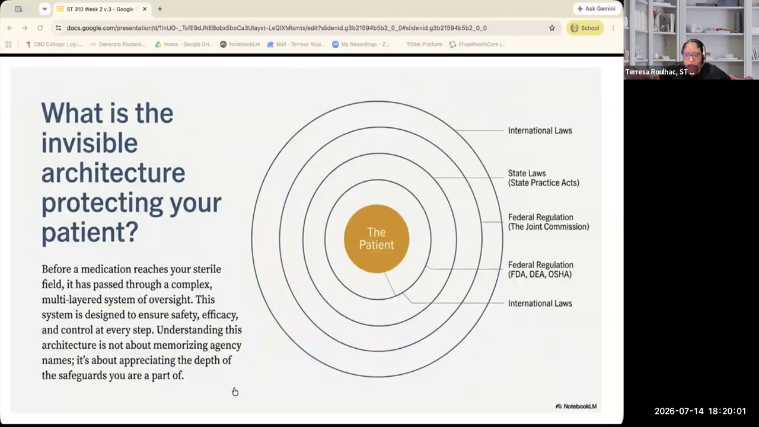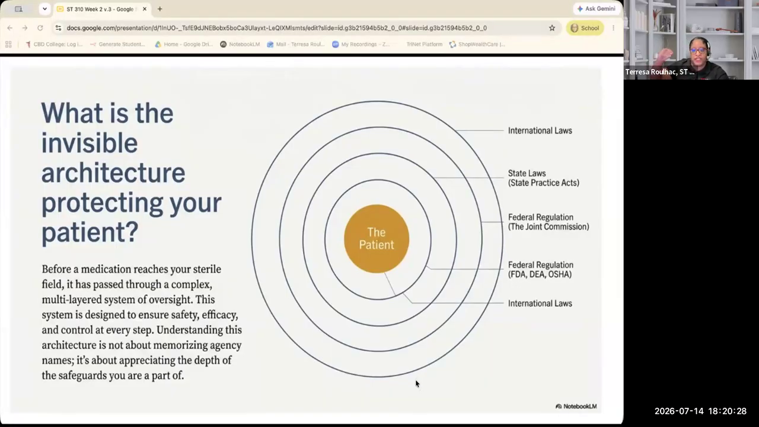Have you ever wondered why healthcare has so many safety checks? Maybe some of you have, maybe some of you haven't. But we always have to ask ourselves, why does everyone have to verify everything? The answer is actually very simple. Healthcare, again, doesn't rely on just one person to catch every mistake. It relies on the system.